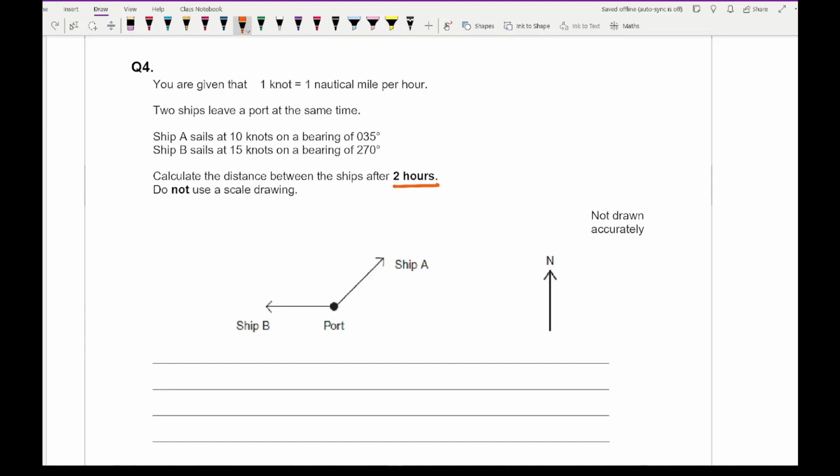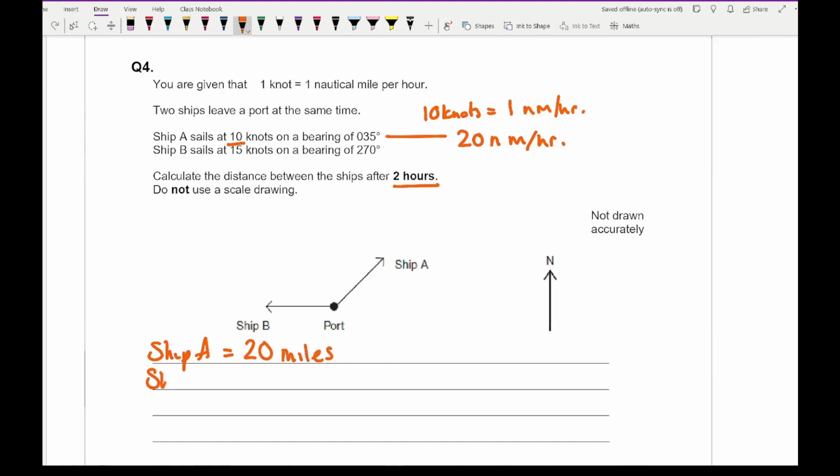So for this, what we need to first of all note is how far each of those ships have travelled. So here ship A, 10 knots is equal to 10 nautical miles per hour. So it's going to travel in 2 hours, so that's going to be 20. So I'm just going to call it 20 miles. And ship B, travelling at 15 knots for 2 hours, is going to be 30 miles, and they're nautical miles.